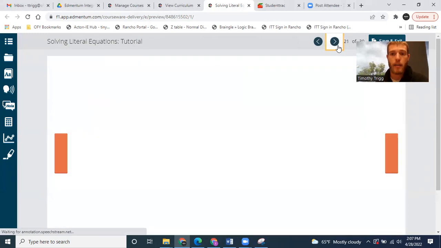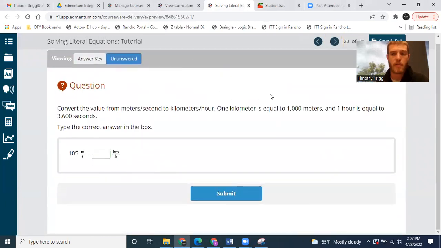Let's move ahead until they stop us. Okay, they stop us on page 23. So we're going to go ahead and work this out.